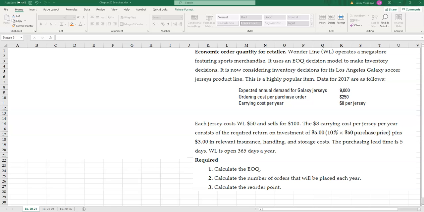My name is Leroy Meadows, and in this session, we're going to be working exercise 20-21 at the end of the chapter. So let's go ahead and get started here.